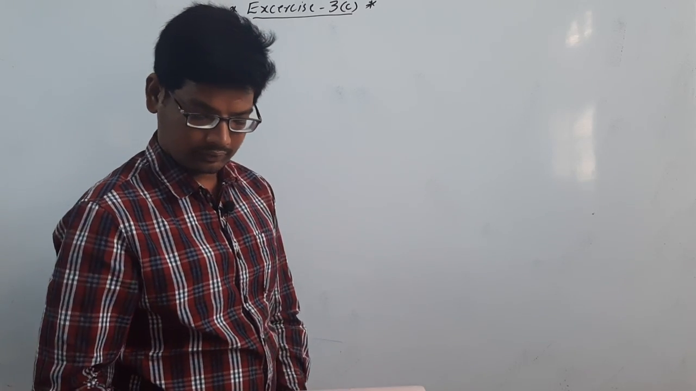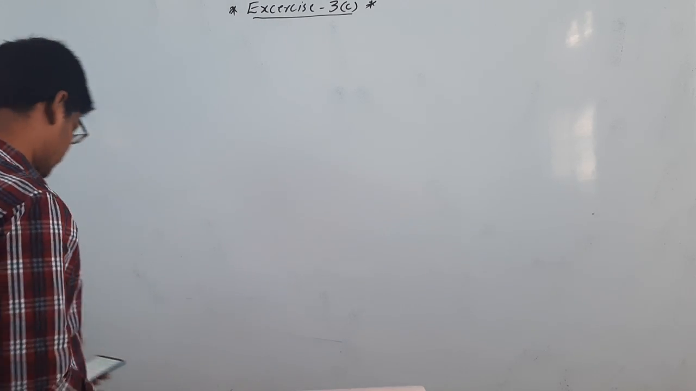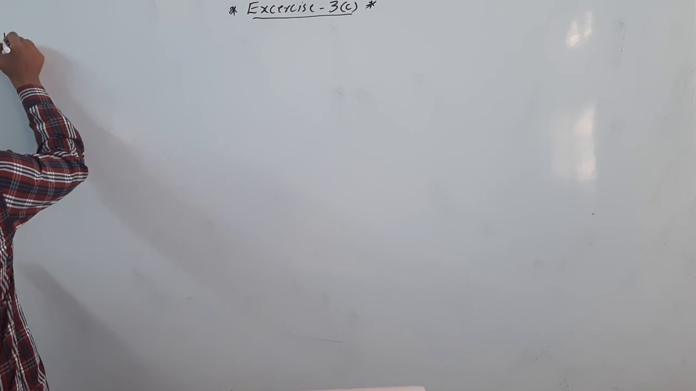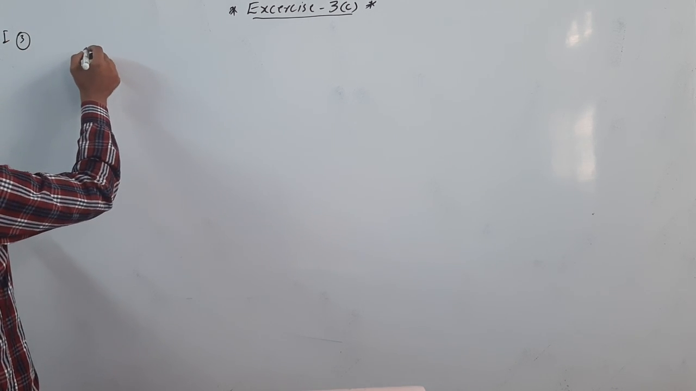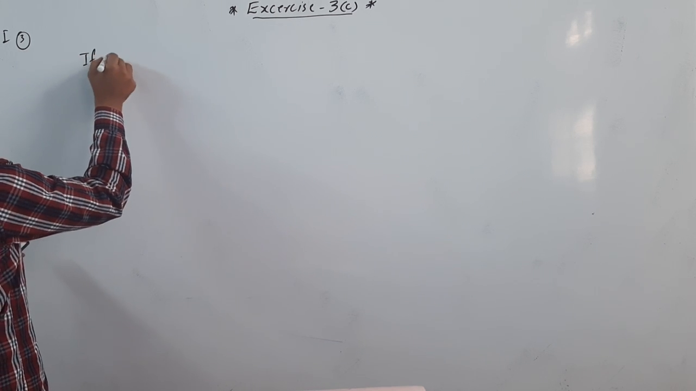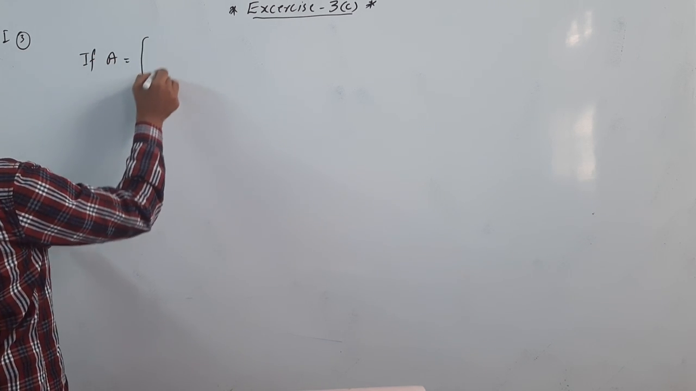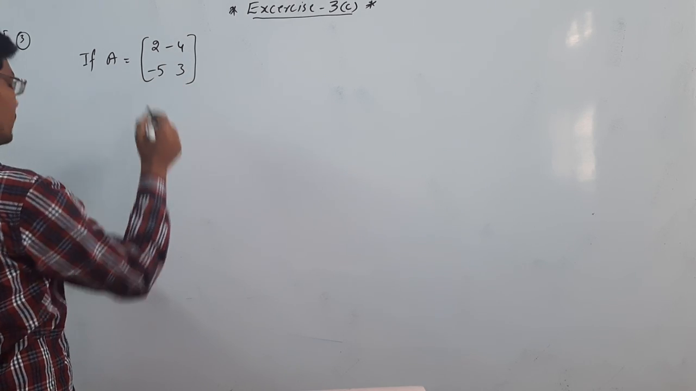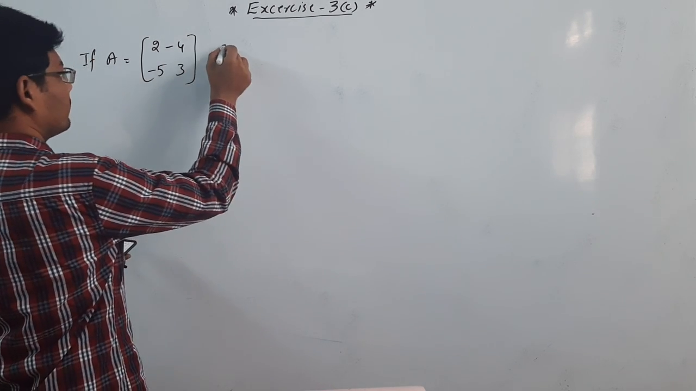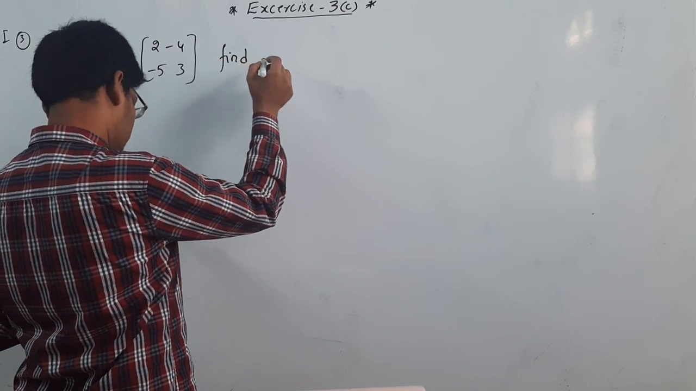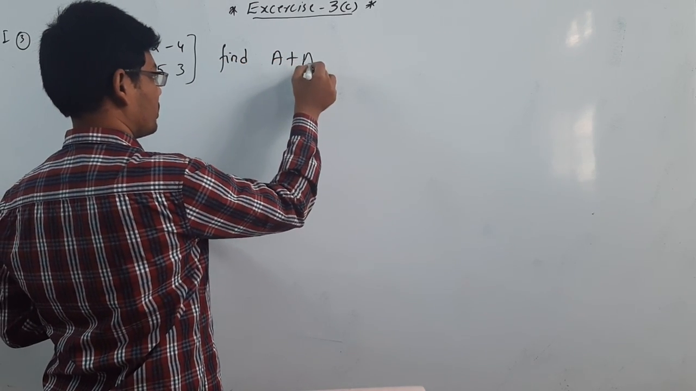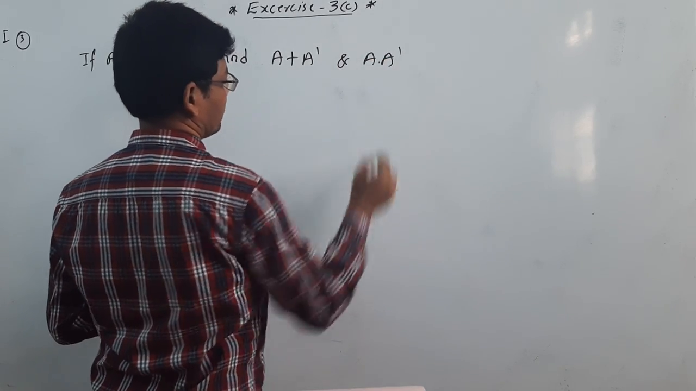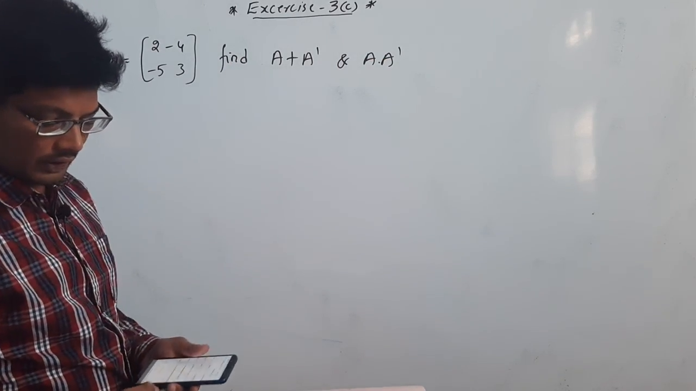The next question, first bit, third question. If A is equal to 2 minus 4 minus 5 3, then find A plus A dash and A into A dash. This is the question he has given, and the solution for this one.